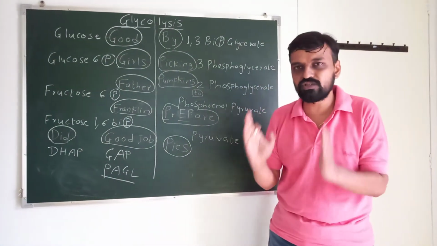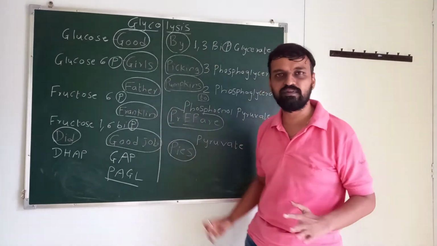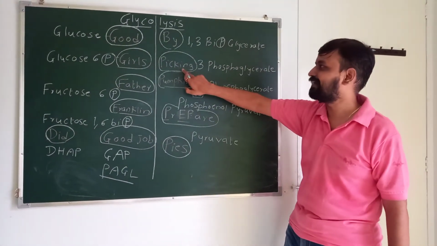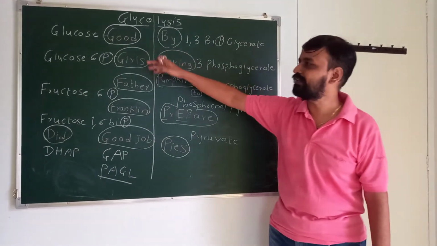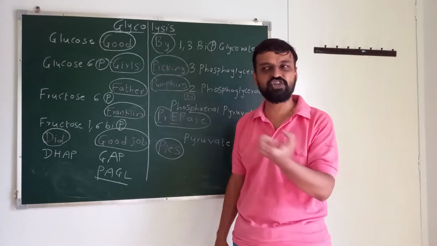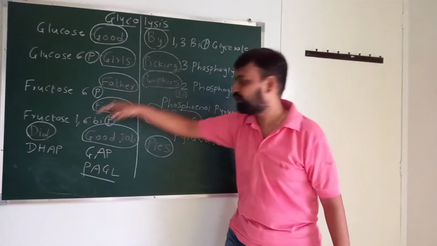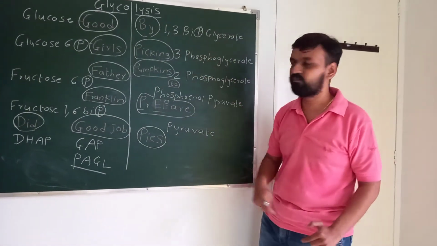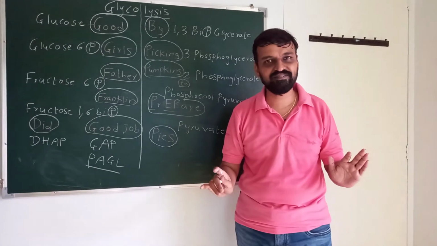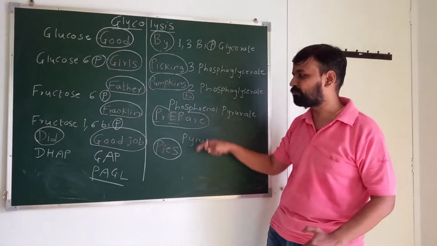Have you understood the first half of the sentence? Good girls, Father Franklin did a good job. By, for 1,3-bisphosphoglycerate, picking. He was in a mood of preparing pies, meaning pastries, and for the same purpose, he is taking the help of pumpkins. So, good girls, Father Franklin did a good job by picking pumpkins to prepare pies. Are you getting me? Good girls, Father Franklin did a good job by picking pumpkins to prepare pies.